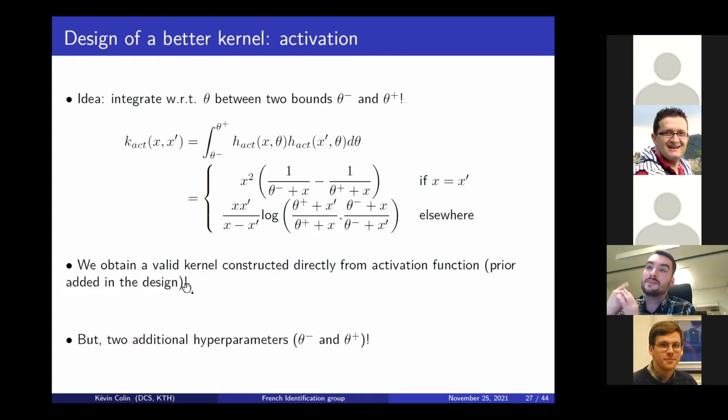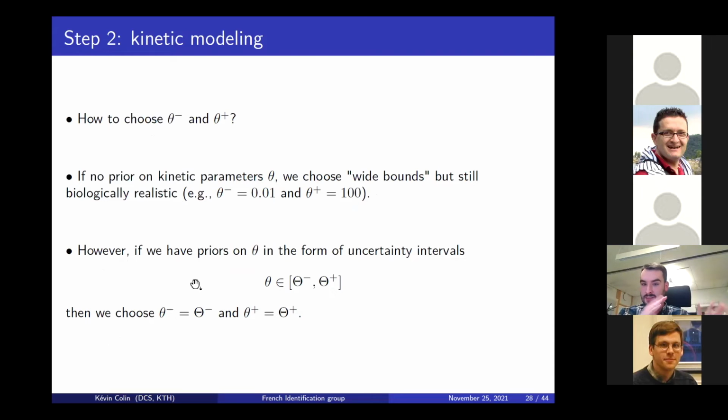But remember that theta is a biological parameter. So how can we choose these bounds theta minus, theta plus? Well, what we consider in the project is bounds in which we have realistic parameters. In other words, we considered theta minus equal to 0.01 and theta plus equal to 100, because considering values of theta below 0.01 is not biologically realistic, and the same for parameters above 100. So if you don't know anything about your parameter theta, you can choose theta minus equal to this and theta plus equal to this. We don't have to optimize these hyperparameters, we just have to use these values.